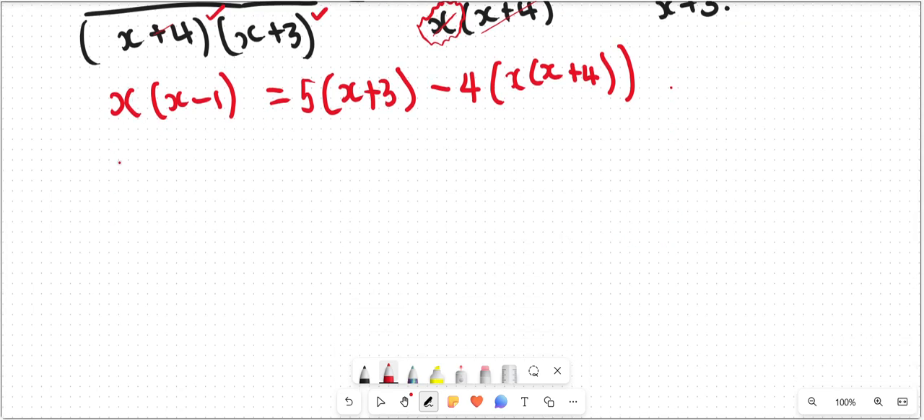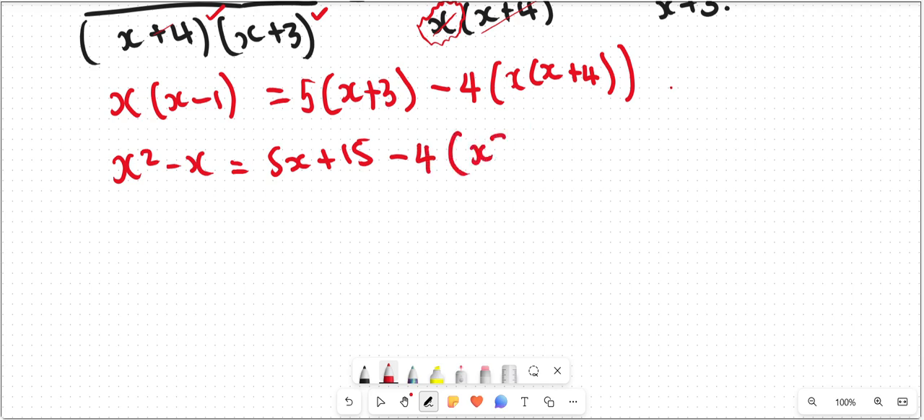We just need to expand this. X squared minus x. 5x plus 15 minus 4, let's expand the bracket first, x squared plus 4x, and now the 4 can distribute inside.